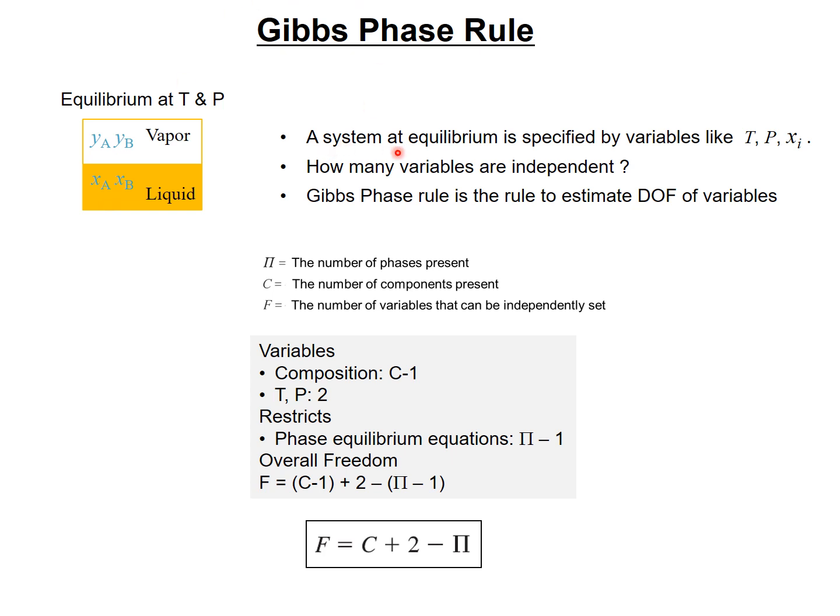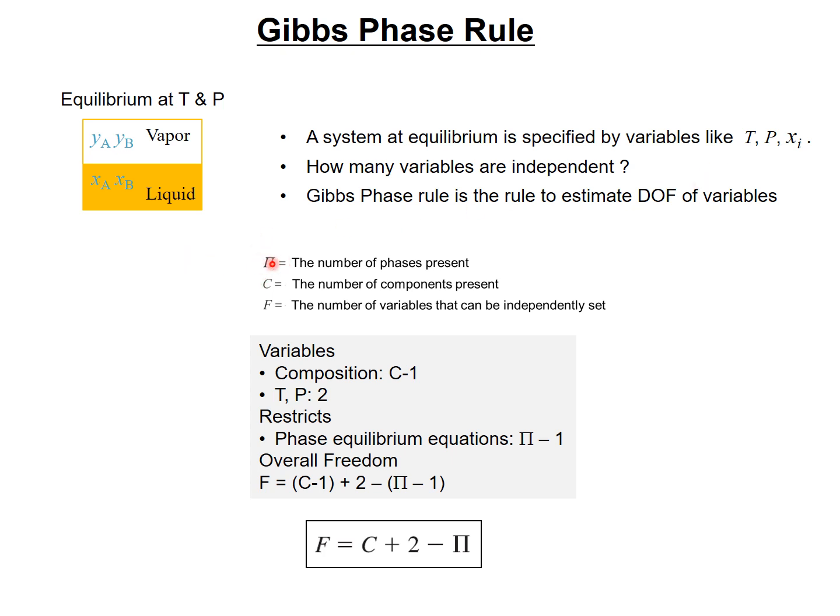A system at equilibrium is specified by variables like temperature, pressure, and composition of each species in each phase. Then I'd like to ask you how many variables are independent. I'm talking about the degree of freedom. Gibbs phase rule is the rule to estimate the degree of freedom of variables. So let me derive the Gibbs phase rule.